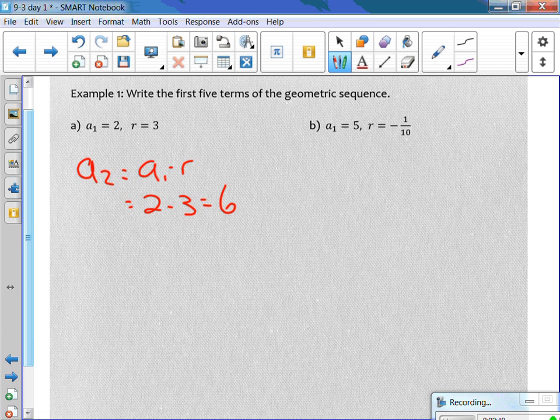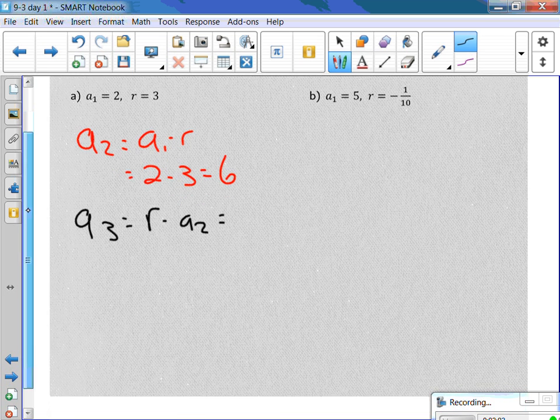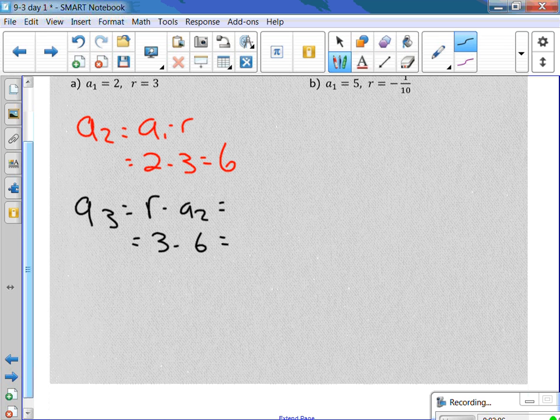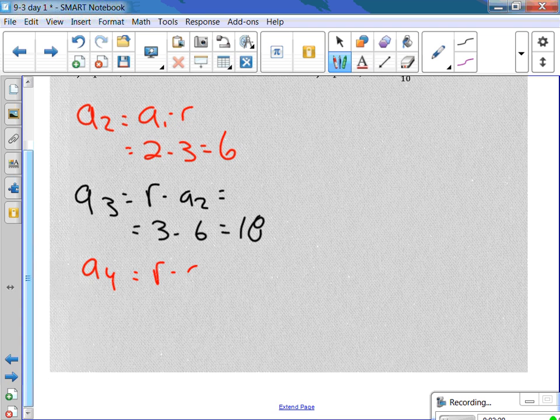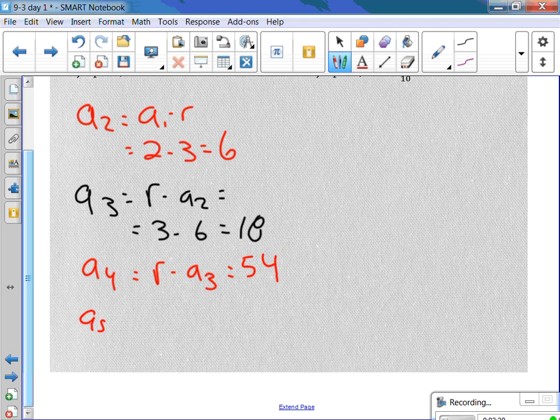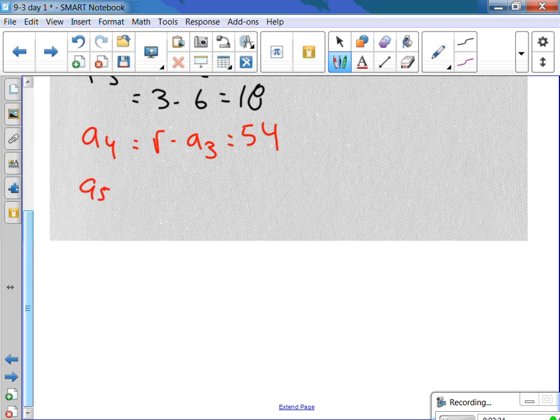Okay. For the A3. Absolutely. Multiplying R times our A2 was 6. Giving us our 18. And Aubrey, for our A4. All right, so our 18 times 3. And finally, our A5. Again, all I'm doing is multiplying by R. And what? 162.